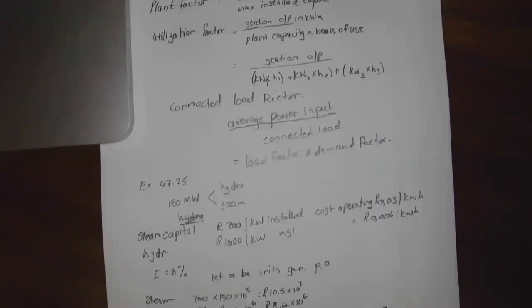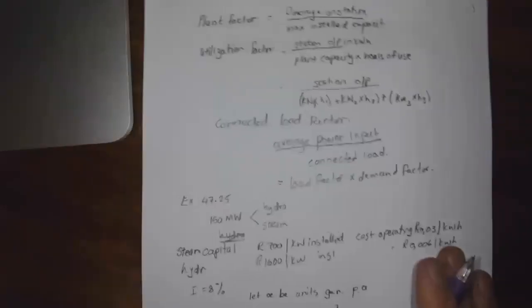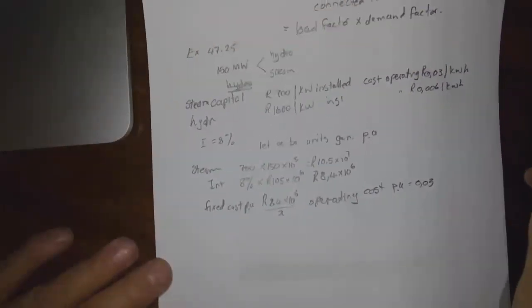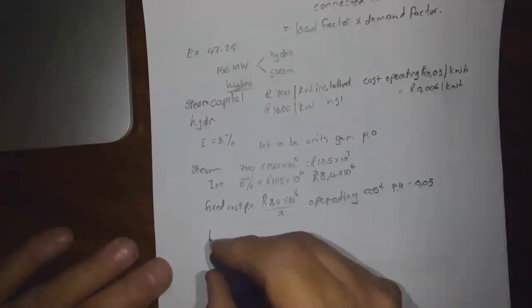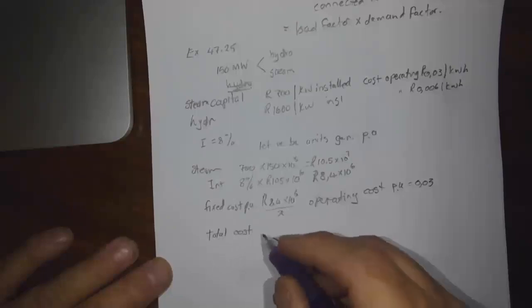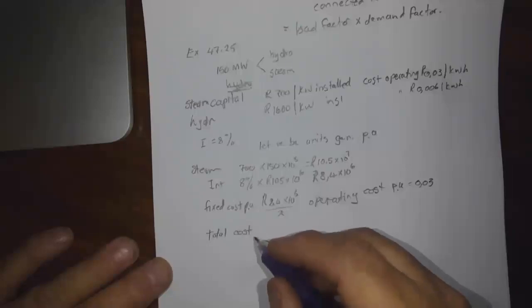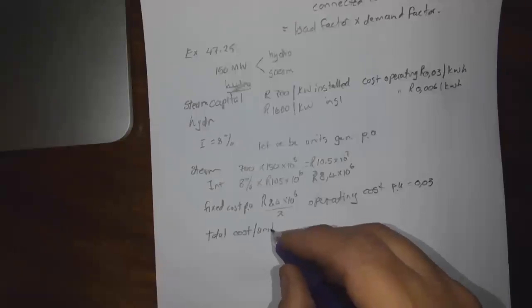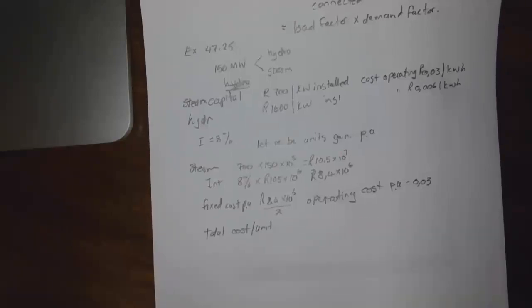What have they done here? Total cost per unit generated.